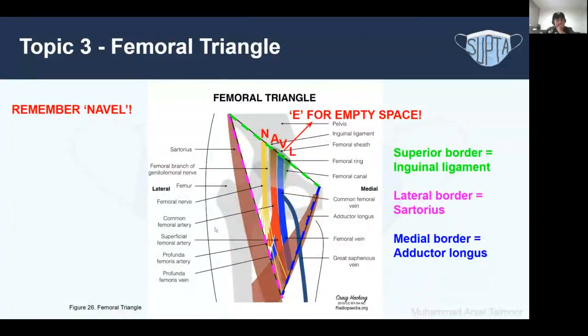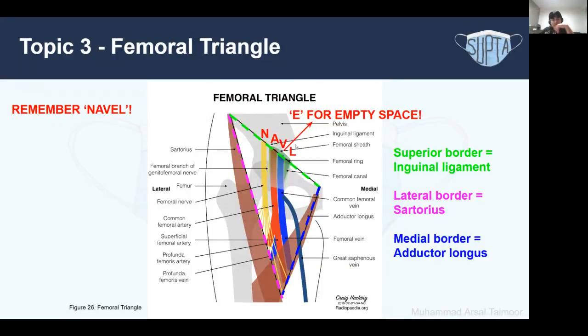So here's the femoral triangle. The easiest way to remember this is to think of the borders. Remember the adductor longus forms the medial border, the sartorius forms the lateral border, and the superior border is basically formed by the inguinal ligament. You don't really see it there, but that's the inguinal ligament.